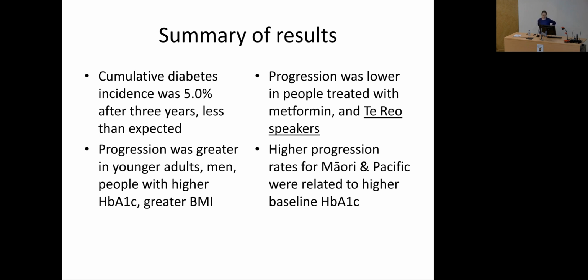And there were higher progression rates for Māori and Pacific, but in the regressions, when we adjusted for HbA1c, those ethnic differences were much smaller, they went away. So sort of showing that maybe those ethnic differences are about the time when people present and the level of HbA1c at the time of when they first get pre-diabetes. So if it's picked up later, it's more likely to progress faster.